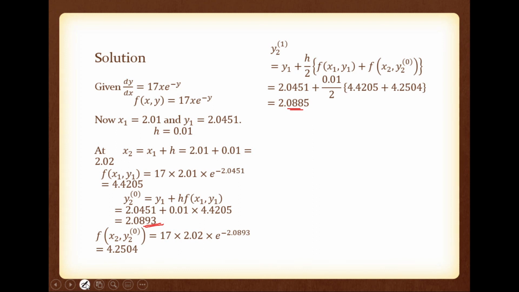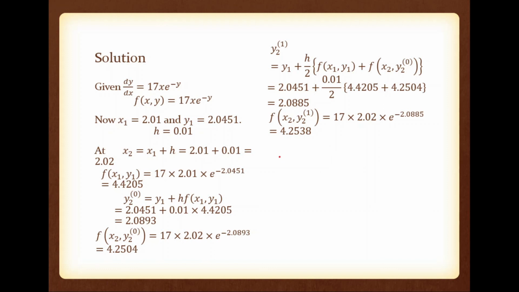If we are continuing this, we have to find f of x2 comma y2 of 1, right? So f of x2 comma y2 of 1 is equal to 17 into x2, that is 2.02, into e raised to minus y2 of 1. Now we have to use this one, e raised to minus 2.0885. So what is this? f of x2 comma y2 of 1 is equal to 4.2538. So now again apply the modified Euler's method.